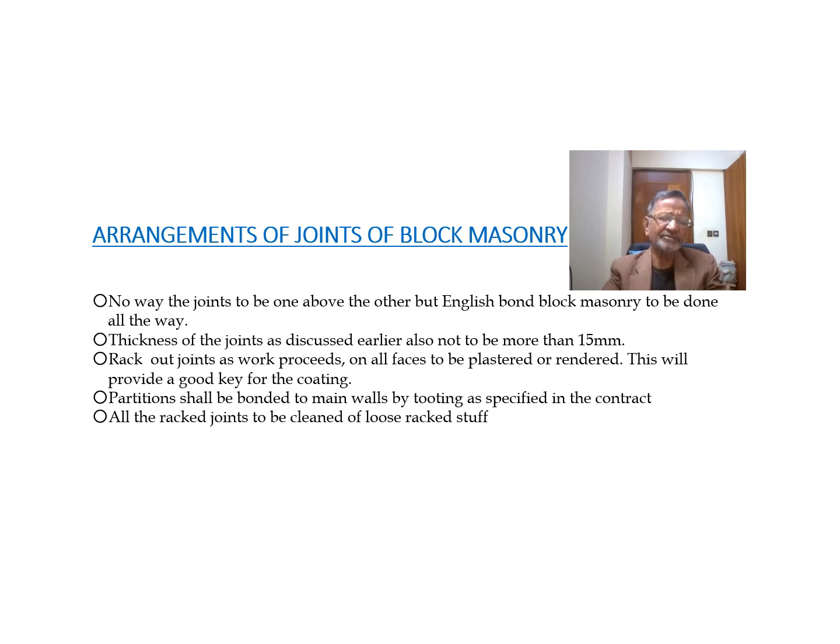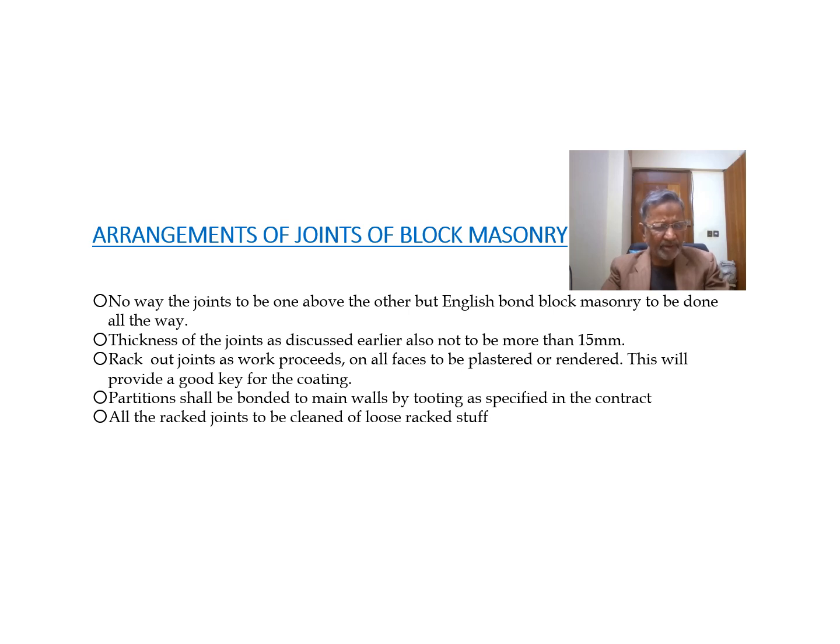Thickness of the joints, as we discussed earlier, should not be more than 15 mm. The joints should be raked so that there is a better bond with the plaster while you are doing the plaster to the masonry.